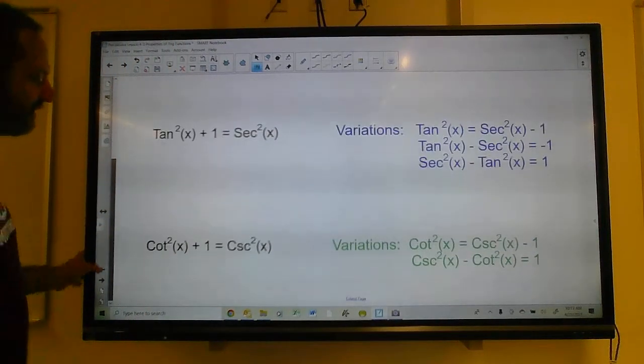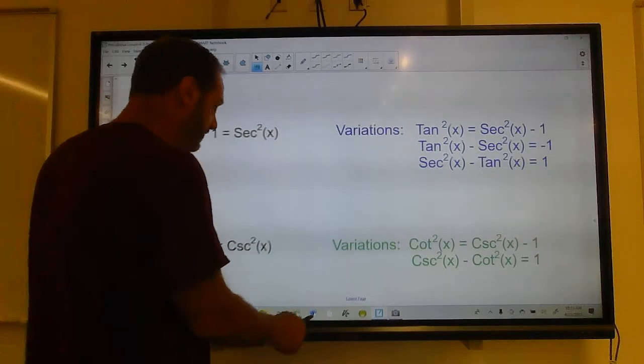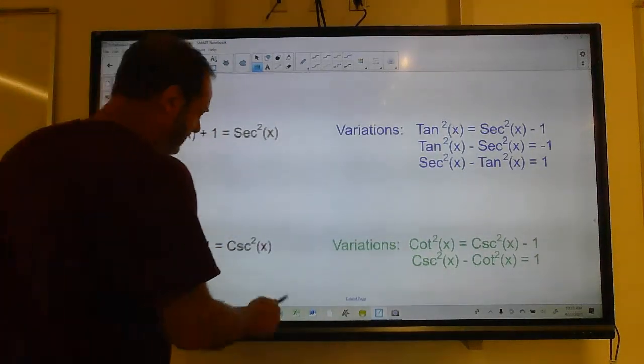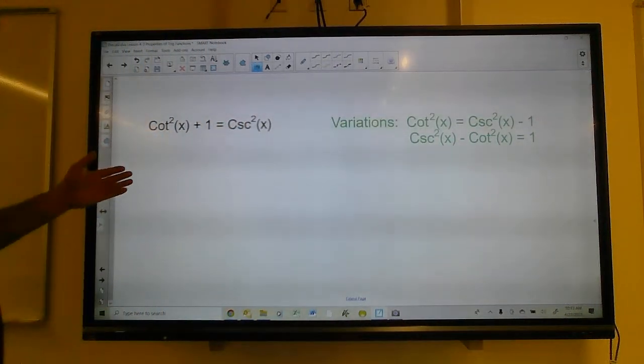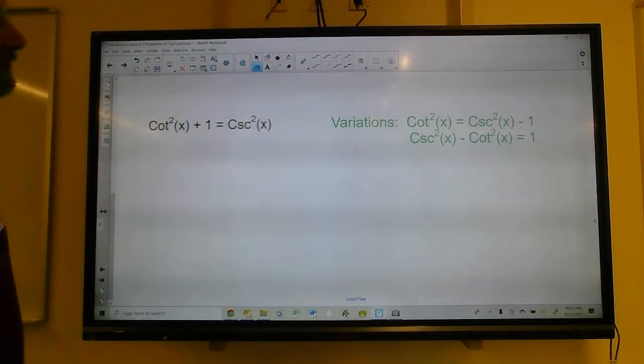This one I've always found, it's a Pythagorean identity, and you'd think you'd use it the same amount as these other ones, but I've hardly ever used this one. But cotangent squared plus 1 is cosecant squared. And again, that works the same way.